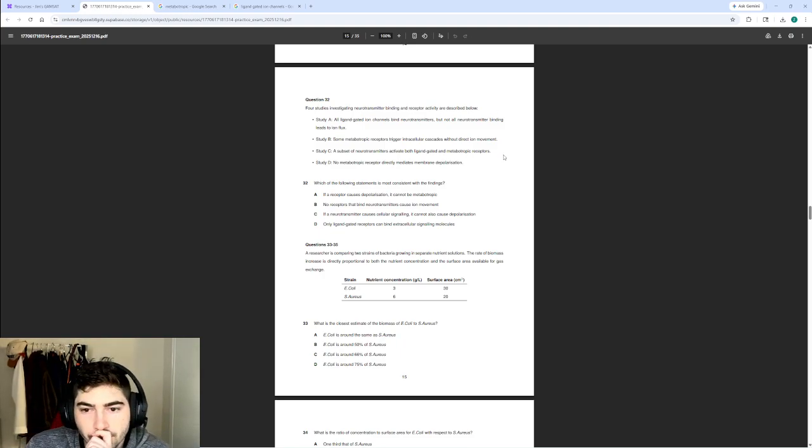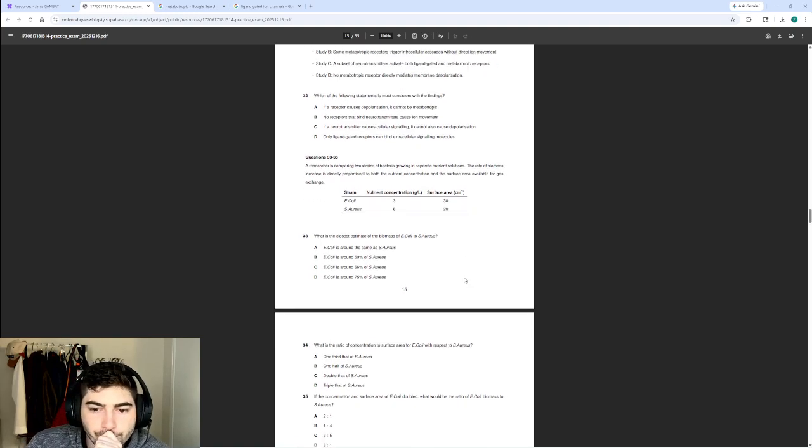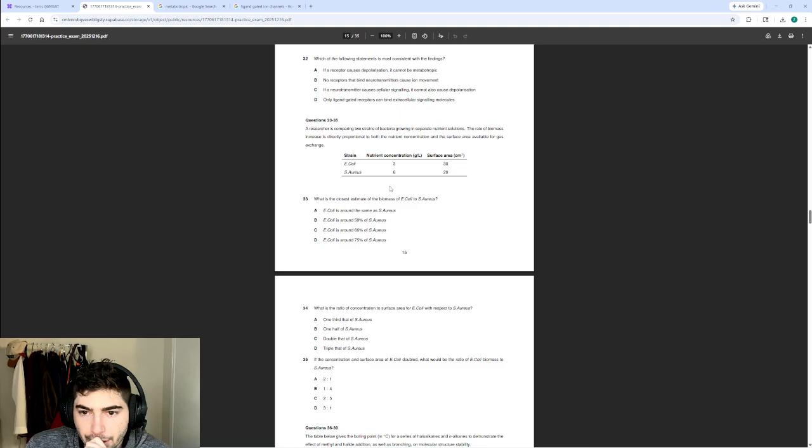Alright, let's go to 33 now. So again, like I said before, I think we're doing ratios. I think that's what this is, and I got this wrong actually. What is the closest estimate of the biomass of E. coli to S. aureus? So the biomass I imagine is 33 and 6 and 20. Can we add those and then just get the ratio? 33 and 26.